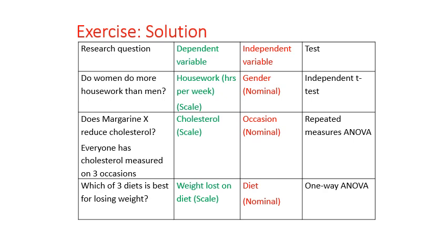Which of 3 diets is best for losing weight? So its dependent is the weight lost, and that is a scale. And the independent is the diet program. That's 1, 2, 3. And the test statistic that you will be using is the one-way ANOVA.